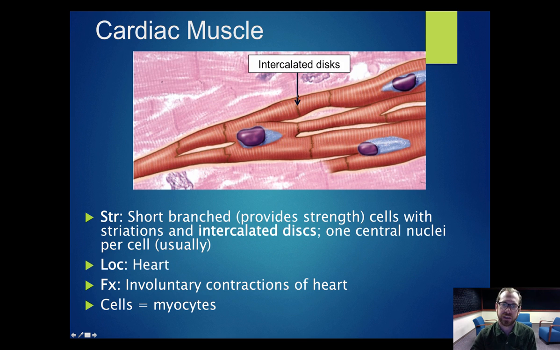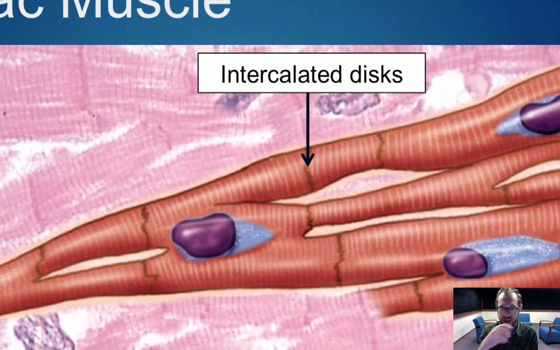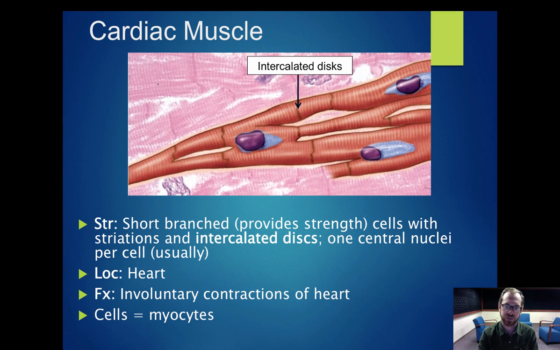Intercalated discs are indicated here, and these are gap junctions between cardiac muscle cells. Gap junctions are all about moving ions. These are like ion channels, and this is how you get that electricity in the heart to beat the heart. This is unique to the heart, so the location is the heart, and the function is to involuntarily contract the heart. The cells of these muscle tissues are called myocytes.